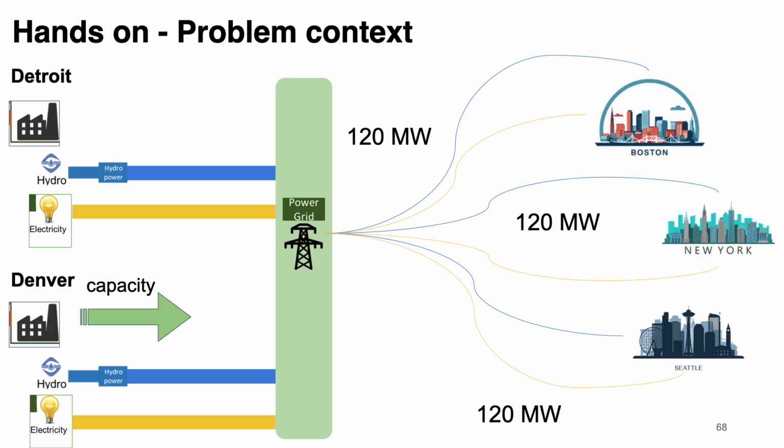Next, we map the outgoing lines from our second supply node, Denver. The infrastructure originating from Denver is more uniform. The transmission routes connecting Denver to Boston, New York, and Seattle all have a maximum capacity of 120 megawatts each.